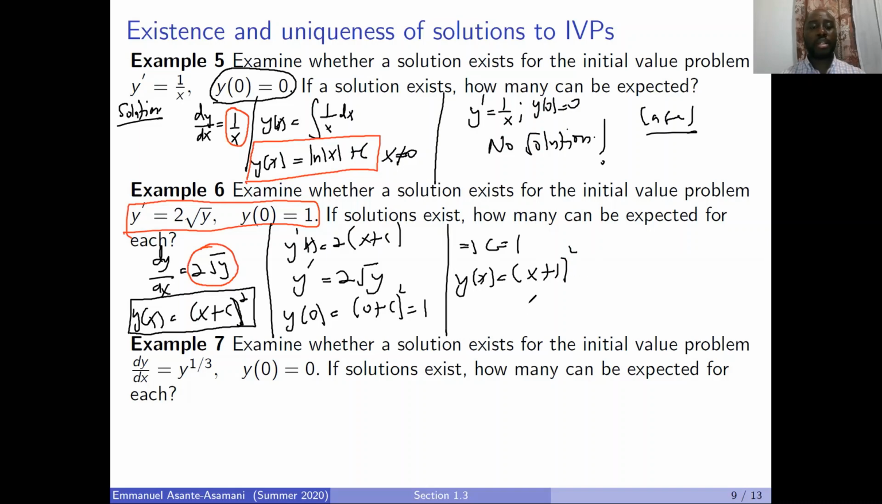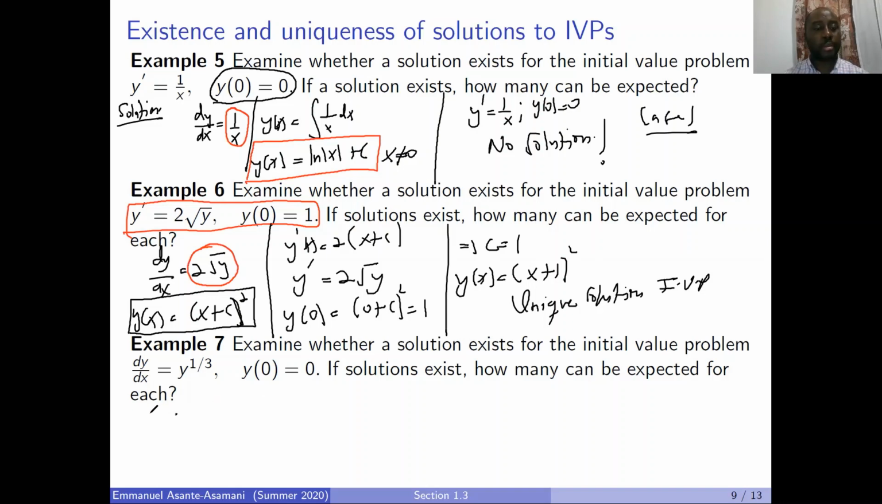Okay, now this is the only function that will satisfy that differential equation, that initial value problem, which makes this a unique solution. There is only one of it. There's a unique solution to the initial value problem. Not the differential equation, but the initial value problem. Okay. All right, let's look at the final example.